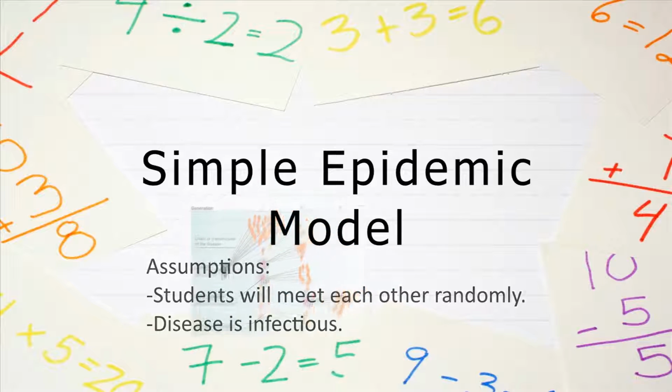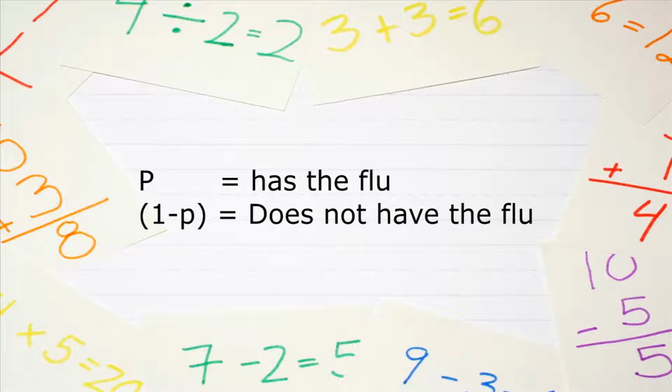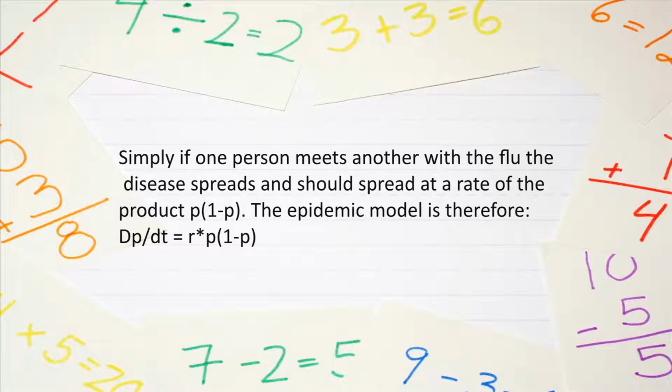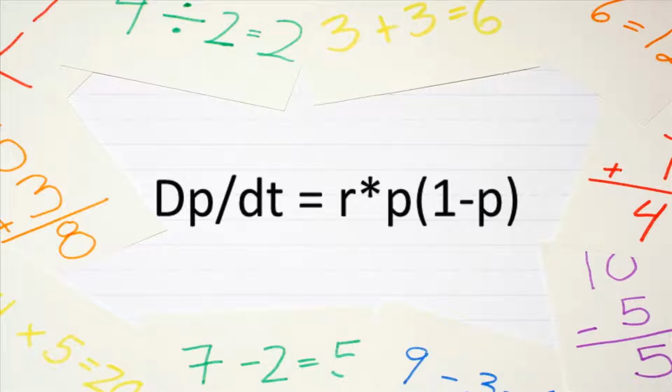We are going to let P be the probability of the person having the flu, and 1 take away P be the probability that they do not have the flu. Simply, if one person meets another with the flu, the disease would spread and should spread at a rate of the product P times 1 take away P. The epidemic model is therefore presented to you on the screen. R is the constant determined by how often the students meet and spread the disease.